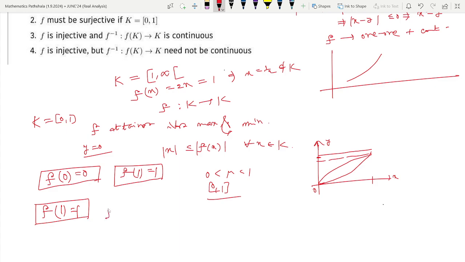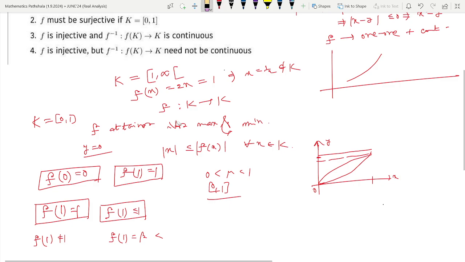So f(1) is definitely less than or equal to 1, as f is a function from K to K. So suppose f(1) is not equal to 1. Say f(1) equals alpha, which is less than 1. So there must exist an element beta such that alpha is less than beta, which is less than 1.